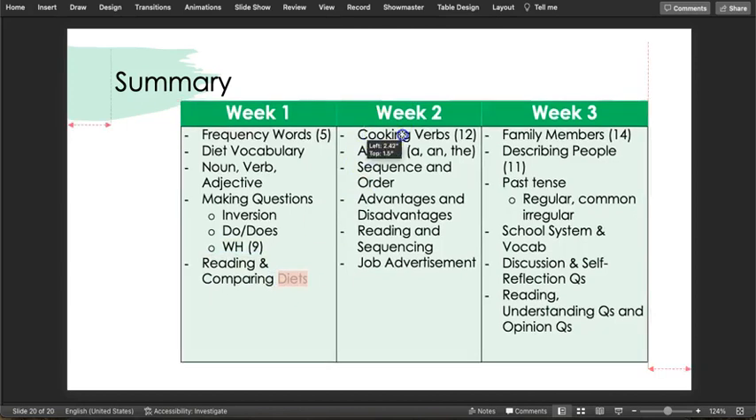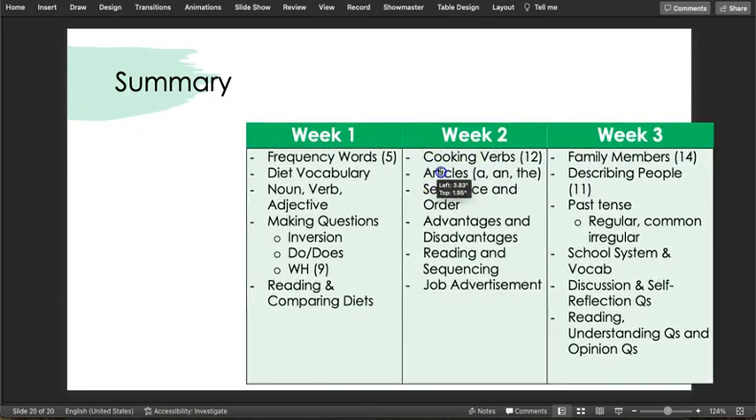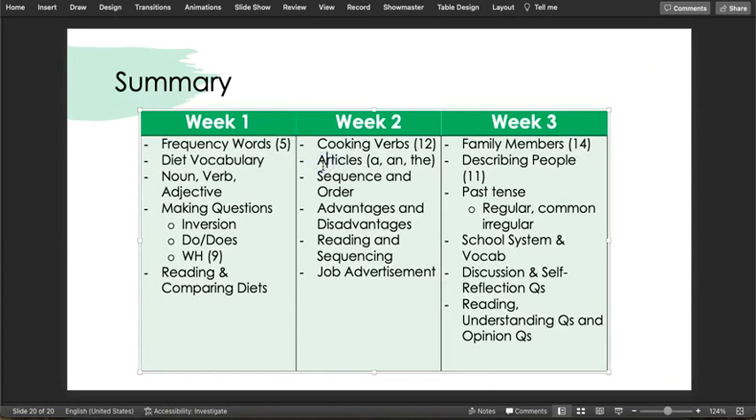Week 2, you learned 12 cooking verbs. You learned when to use 3 articles. You also learned about sequence and order of events. We could write of events. We practiced advantages and disadvantages, more reading comprehension, and a little bit about a job advertisement.